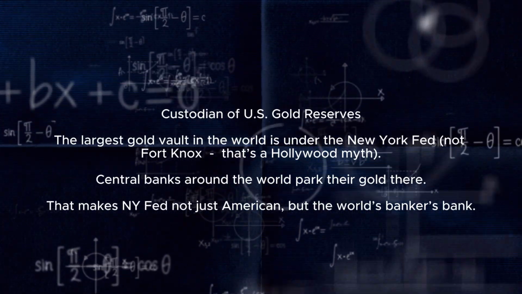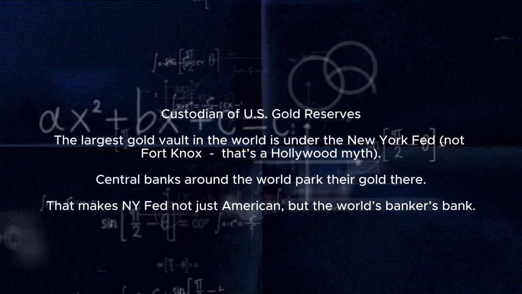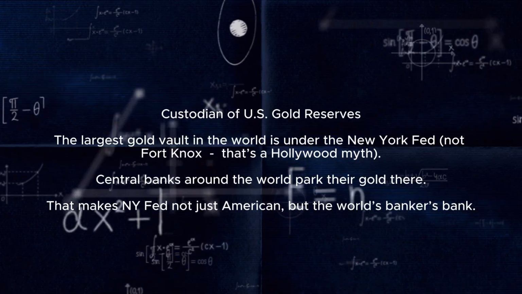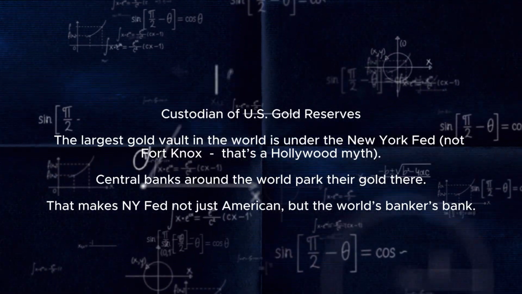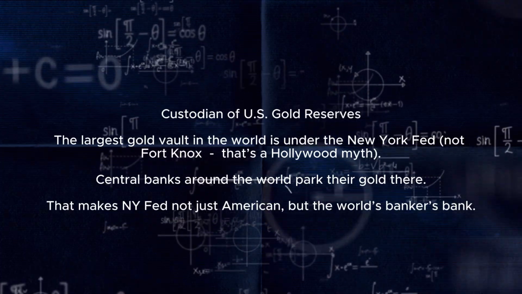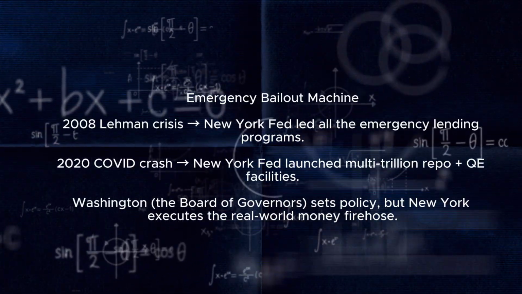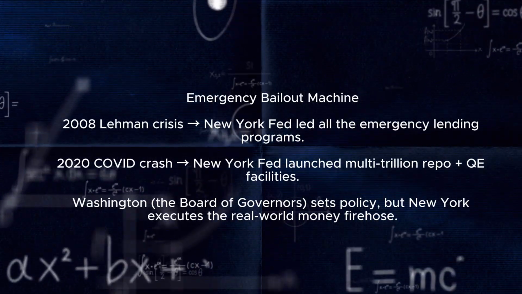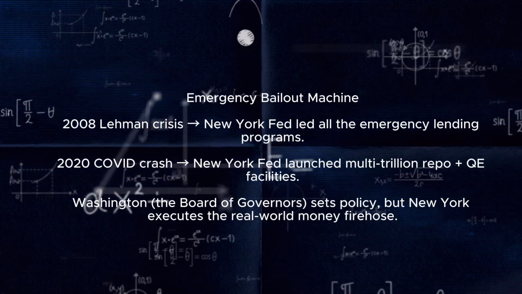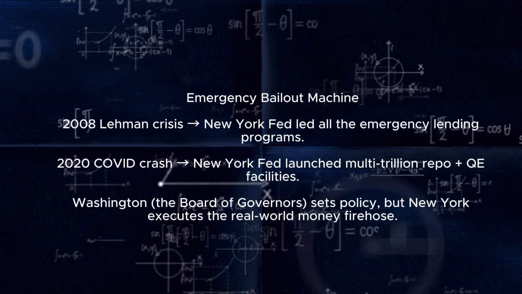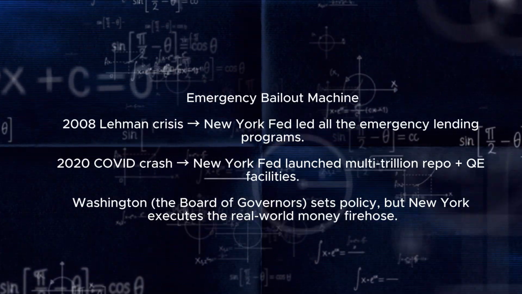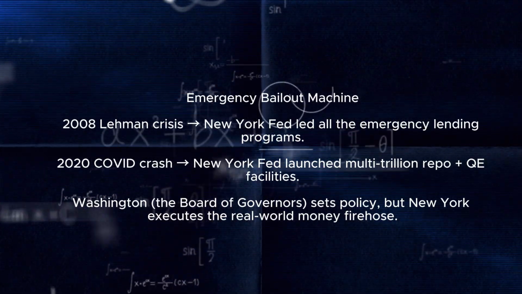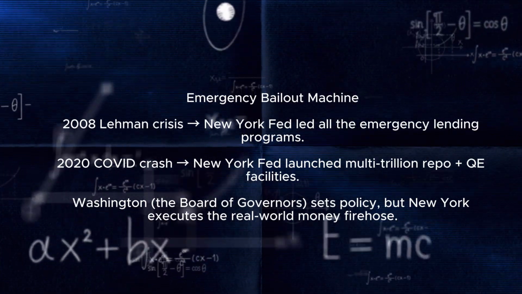The largest gold vault in the world is under the New York Fed, not Fort Knox. That's a Hollywood myth. Central banks around the world park their gold there. That makes the NY Fed not just American, but the world's bankers' bank. Emergency bailout machine. In the 2008 Lehman crisis, the New York Fed led all the emergency lending programs. In the 2020 COVID crash, the New York Fed launched multi-trillion repo plus QE facilities. Washington, the Board of Governors, sets policy, but New York executes the real-world money firehose.